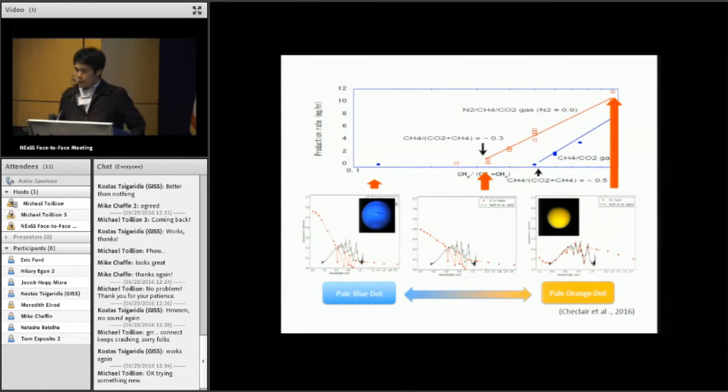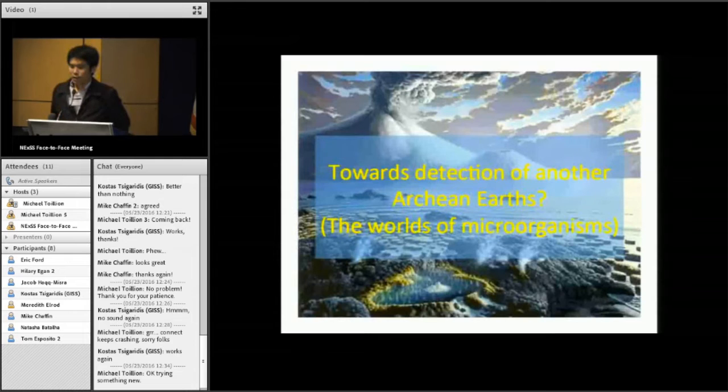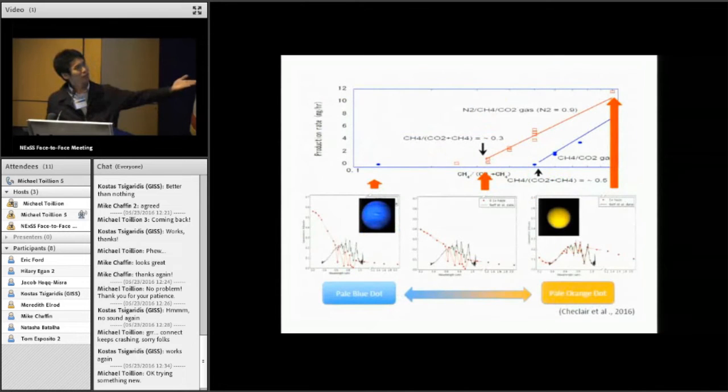So it's still far. The purpose was we want to find another archaea on Earth. That's definitely the world of life, the microorganisms, but we are still far. I mean, it can be like this kind of thing, but definitely we still need more work.